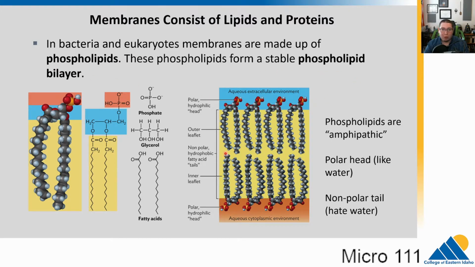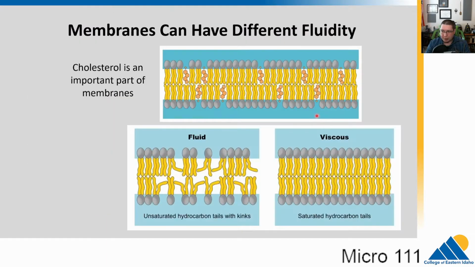There's two of them, so that's bilayer. It forms this, and it's super stable that way because of the chemistry here. And it will stay like that. And it's not just the phospholipids. There's other bits in there.